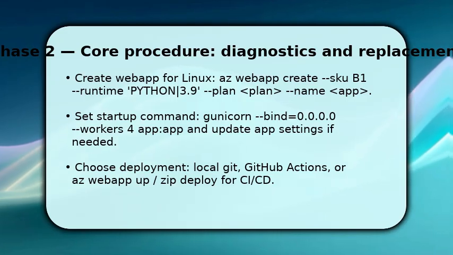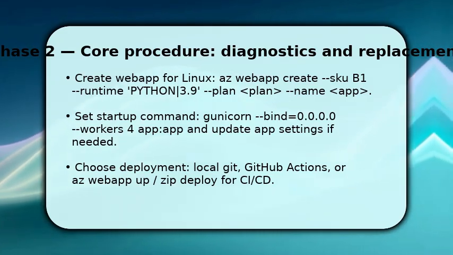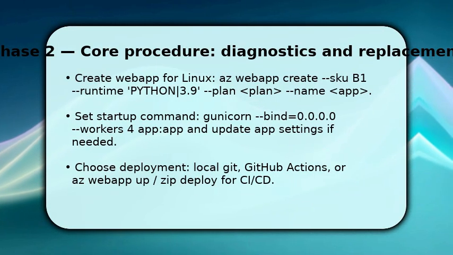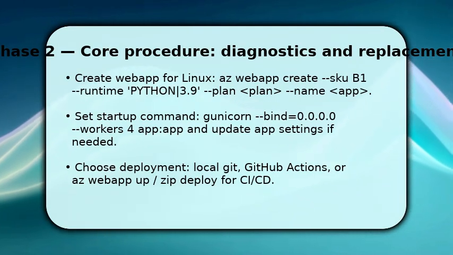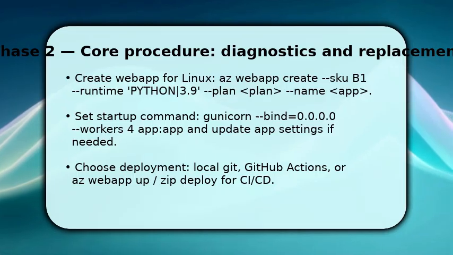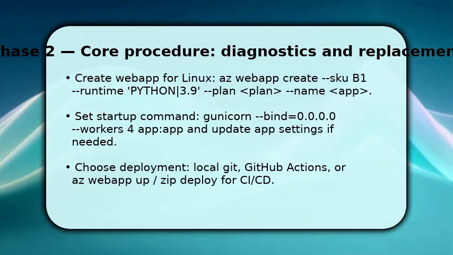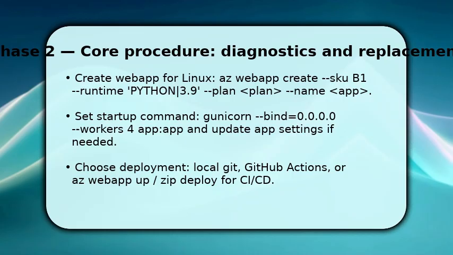Make sure the runtime matches runtime.txt. Then set the startup command, typically Gunicorn with binding to 0.0.0.0 and your module:path, because Azure needs that to serve requests.